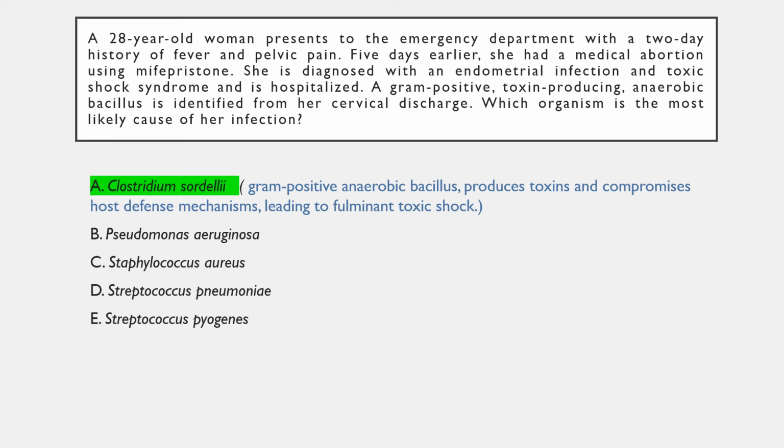In addition, Clostridium sordellii produces hemorrhagic toxin and lethal toxin, which are the two major contributors to the fulminant toxic shock.